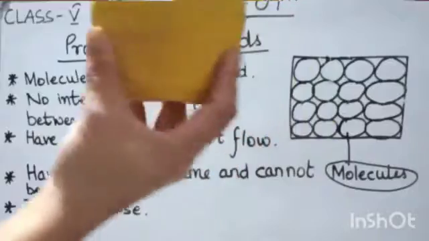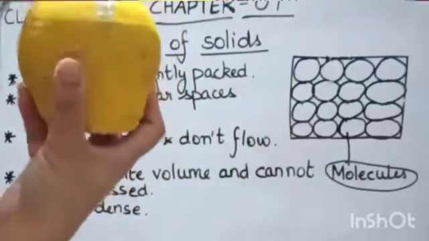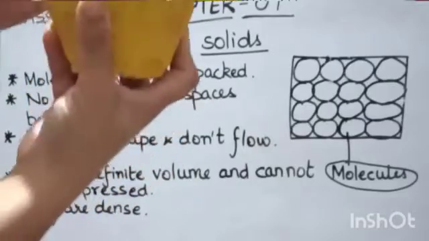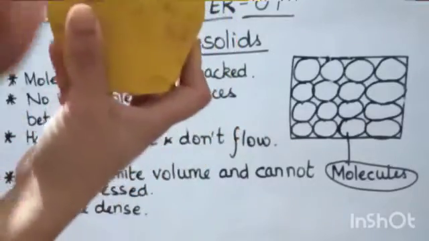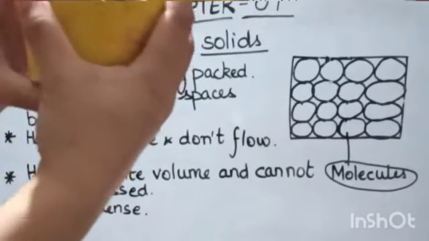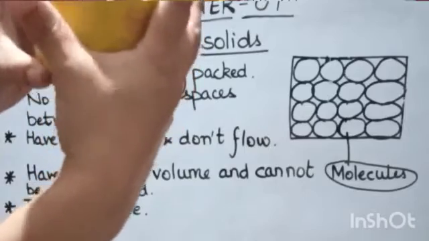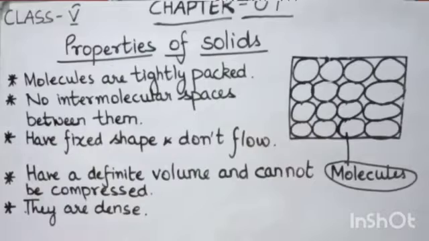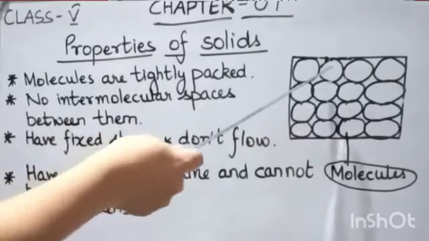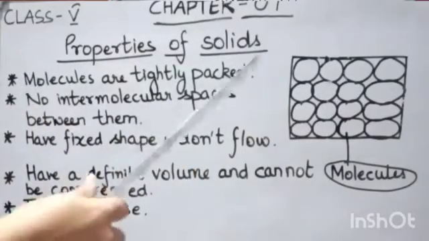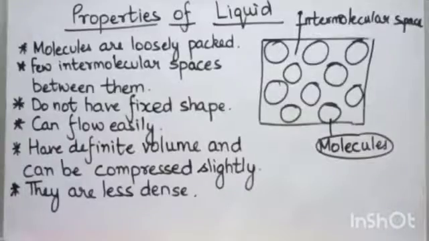See here the example of this. This is a pot. And if I apply pressure here, I'm compressing it, I'm putting pressure over it, but it doesn't change its shape. Why? Because it is solid and the molecules are tightly packed, and it doesn't change its shape. It cannot be compressed. Now, they are dense. That means the molecules in solids are strongly attracted to each other. So they are very dense.